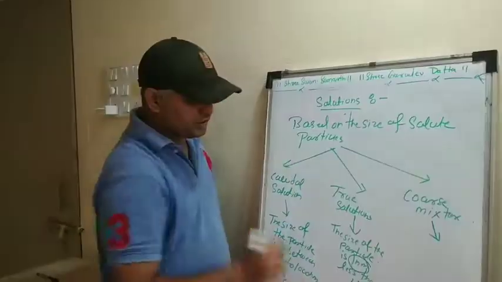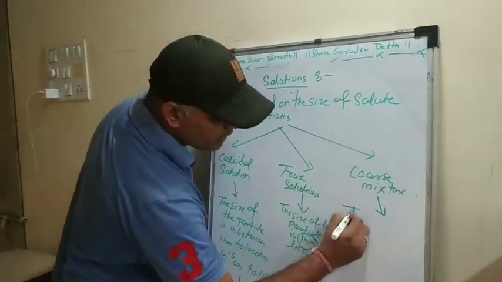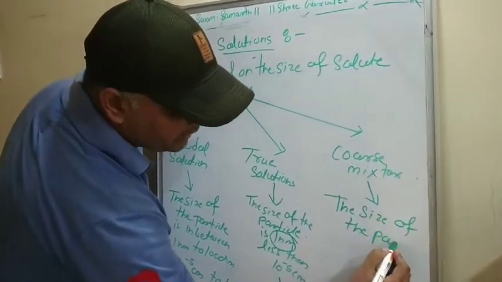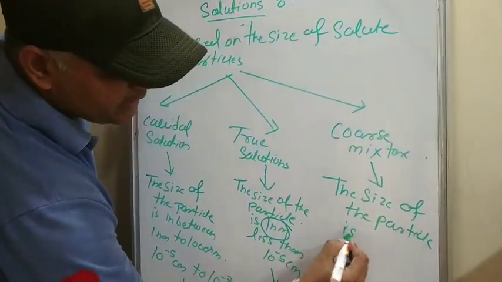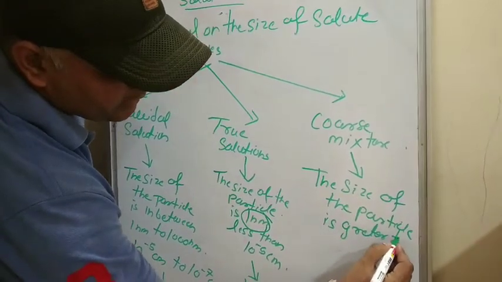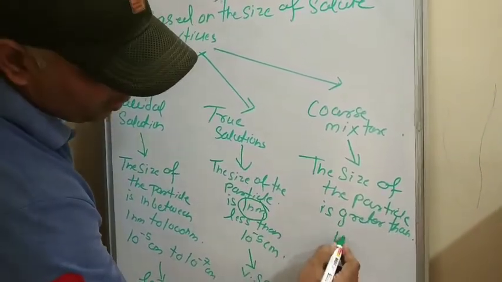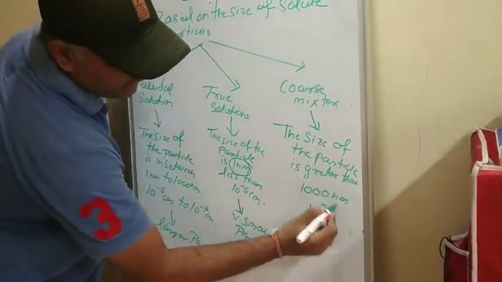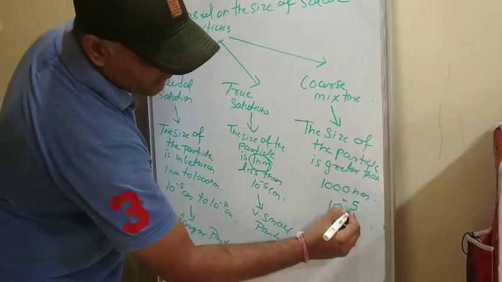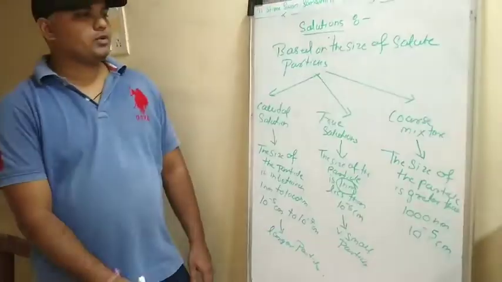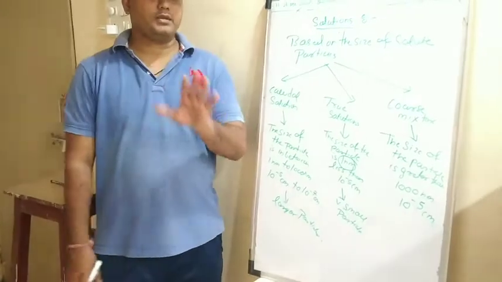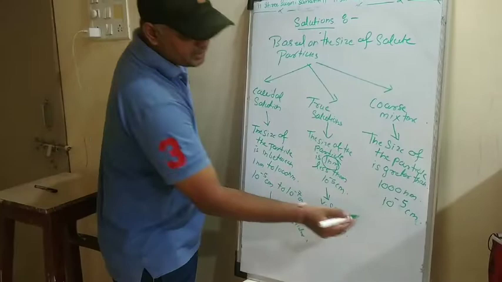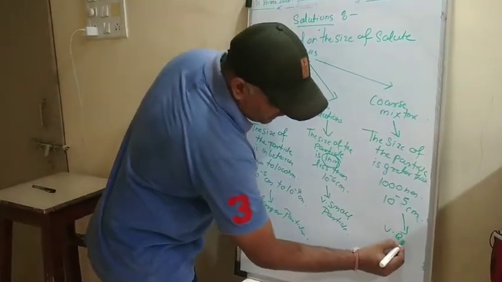Now what is the coarse mixture? The coarse mixtures are those in which the size of the particle is greater than 1000 nanometer, right? Or we can say it is greater than 10 raised to minus 5 centimeter, right? So this is what is called the coarse mixture. I hope that you have understood this. Now in this case, this is a very small particle, this is a larger particle, this is also a very big particle, right?